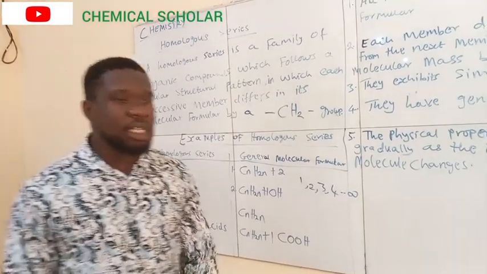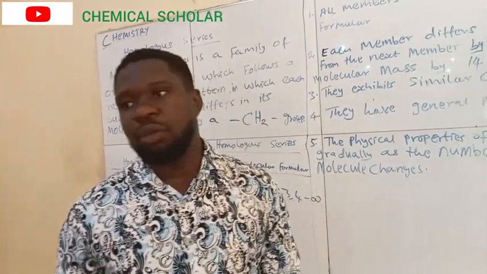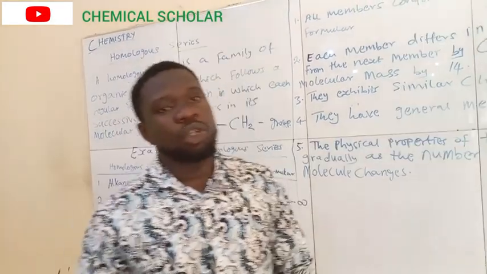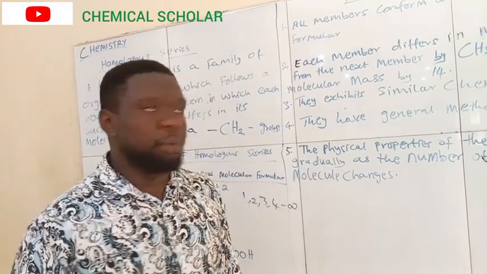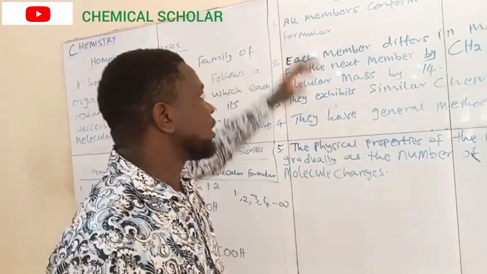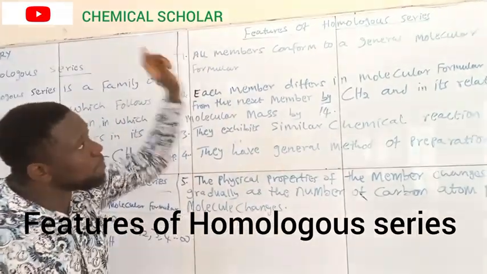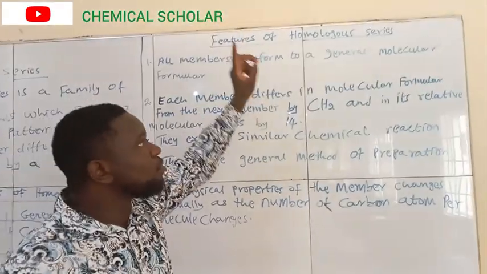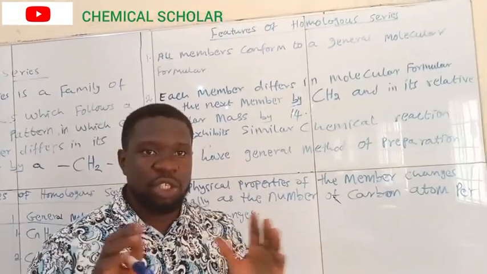These homologous series have what we use to know them, or what we call the characteristics or features of homologous series. So let's take a look at the features of homologous series. The number one feature is that all members of the homologous series conform to a general molecular formula. All the members conform to a general molecular formula.